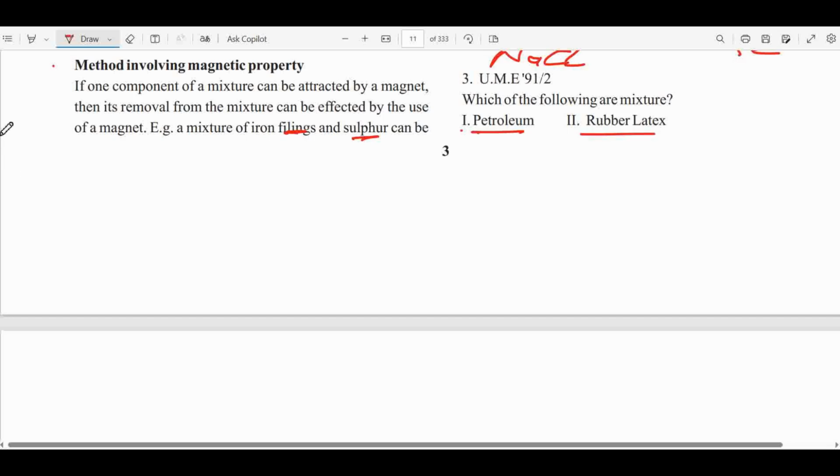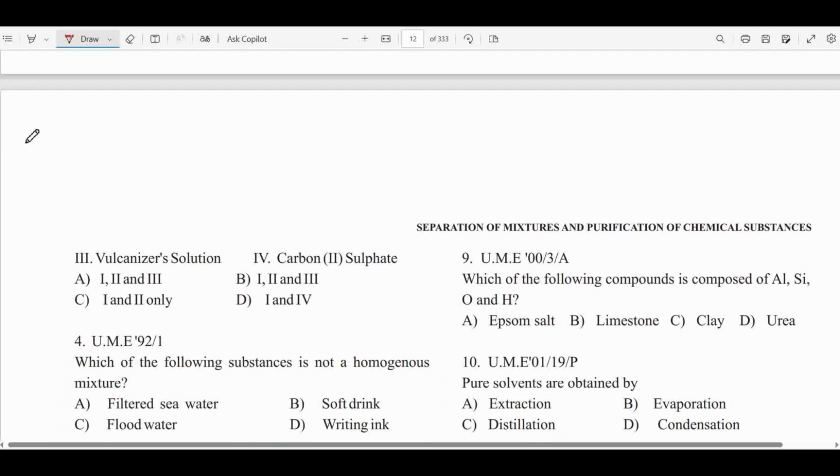Rubber latex is also a mixture. Number 3, you have vulcanizer solution, and number 4 you have carbon disulfide, which is represented as CS2. Right. So if you look at all of this, only carbon disulfide is a chemical compound. Every other thing is a mixture. So you have 1, 2, 3 as mixtures. So the answer to that question will be option A.